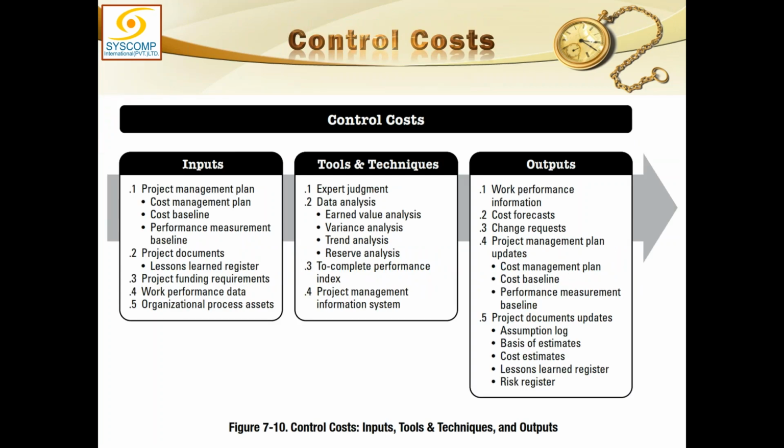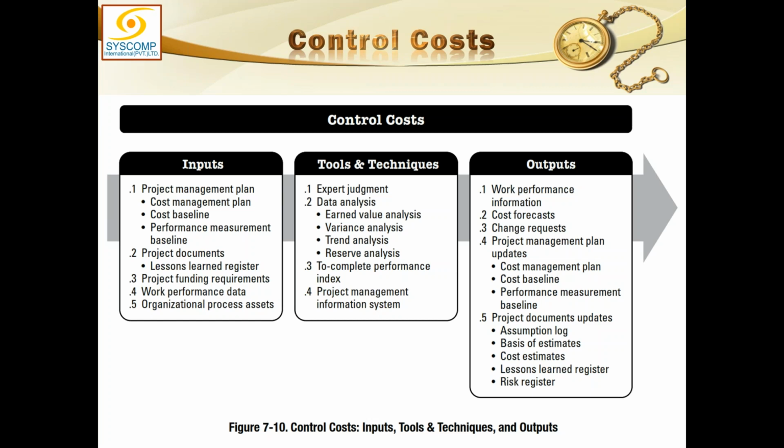So the inputs, again, project management plan, which this time includes the cost management plan, the cost baseline, performance measurement baseline, and the project documents, which includes the lessons learned register. Project funding requirement is a major input here. And because it is a control, it will get from execution work performance data as well. And organizational process assets are required. Enterprise environmental factors are not required for this.